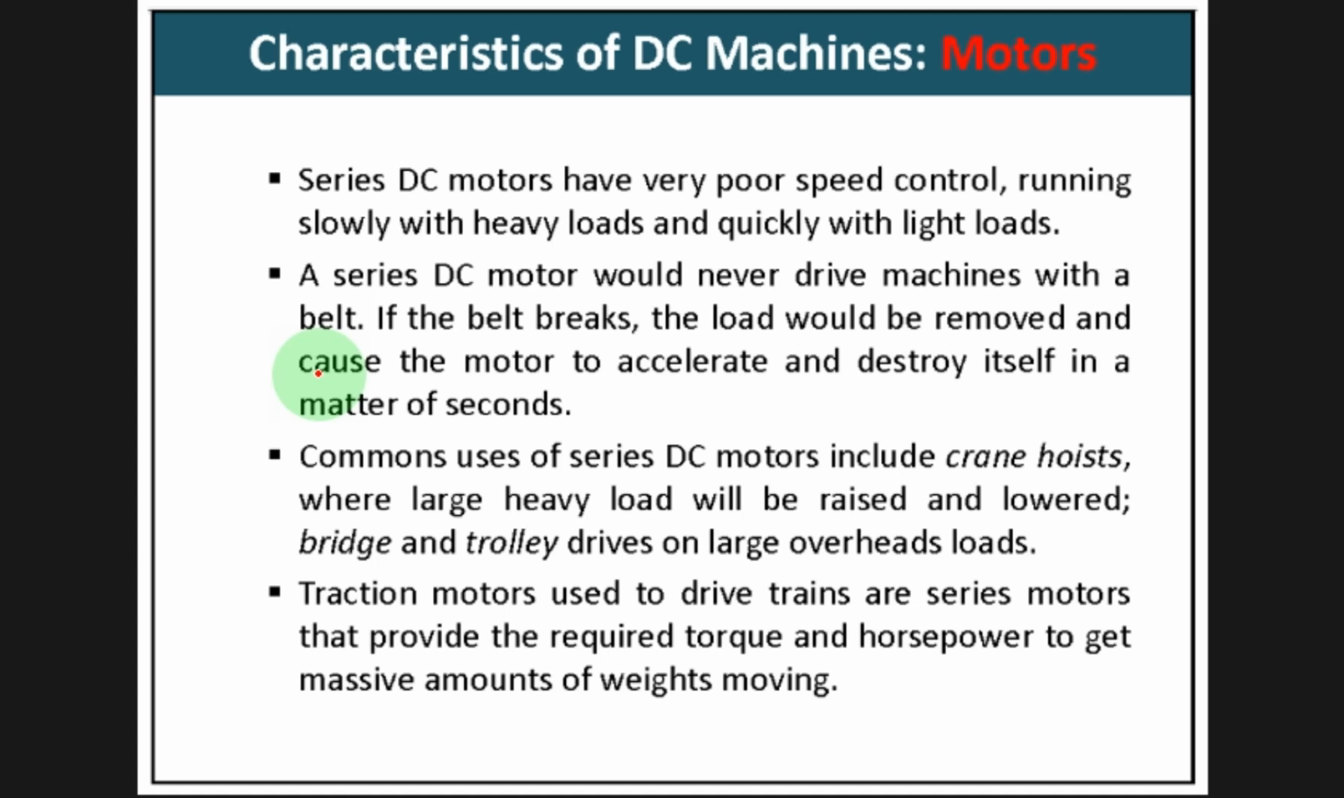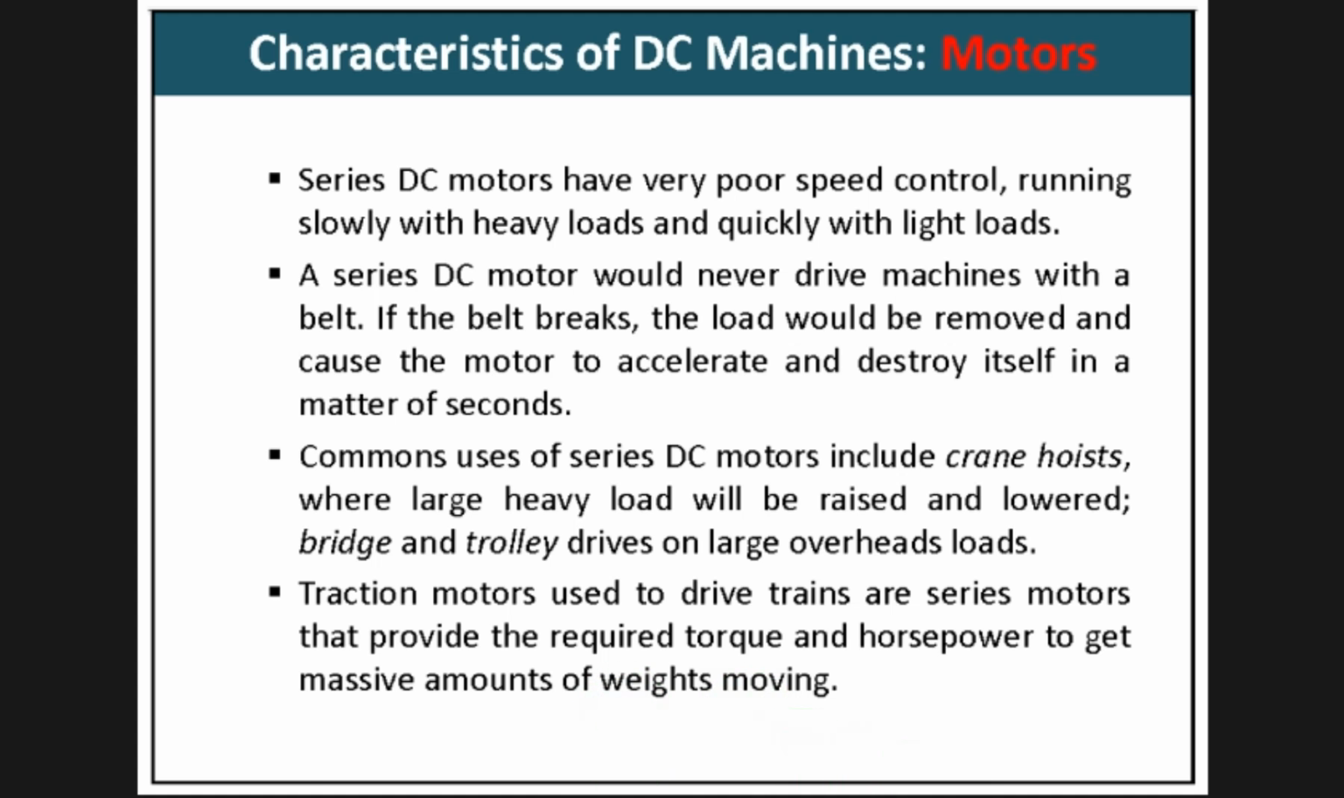So common uses of series DC motors include crane hoists, where large heavy loads will be raised and lowered, bridge and trolley drivers on large overhead loads, and traction motors used to drive trains. These are series motors that provide the required torque and horsepower to get massive amounts of weight moving. So initial torque is very high in series DC motors.